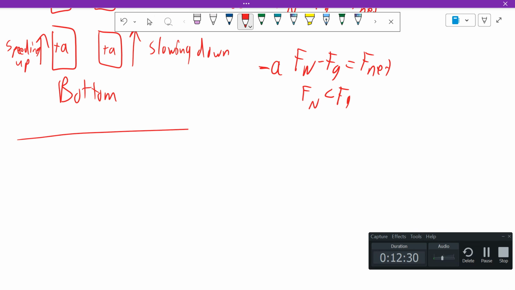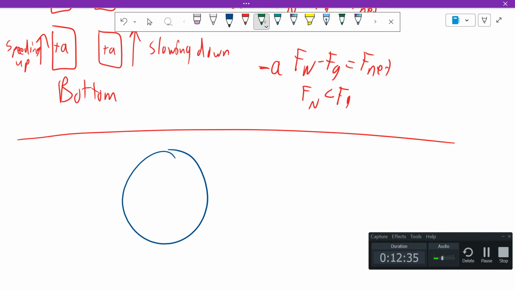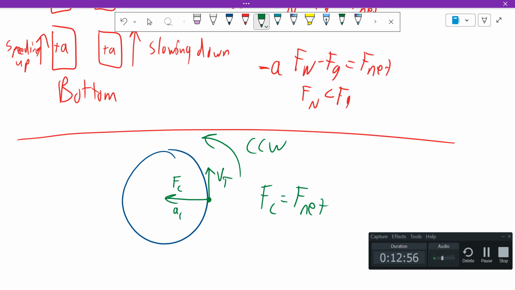Circles. Let's talk about circles. Wherever you are in a circle, let's say we're spinning counterclockwise, your velocity is tangent to whatever moment you're going, and you have some sort of centripetal direction of Fc. It's also the direction of your Ac. Your Fc is a net force. So you do have some sort of net force.